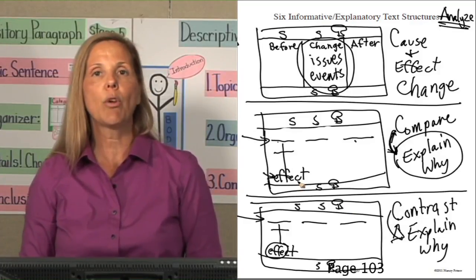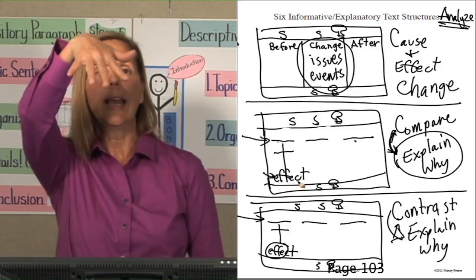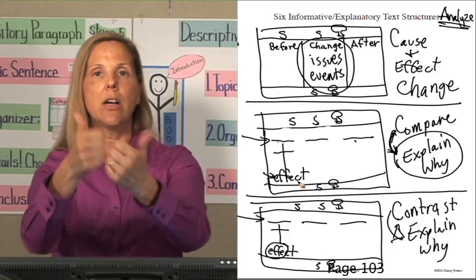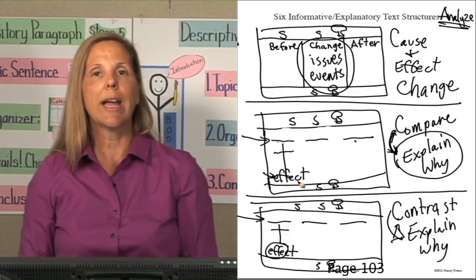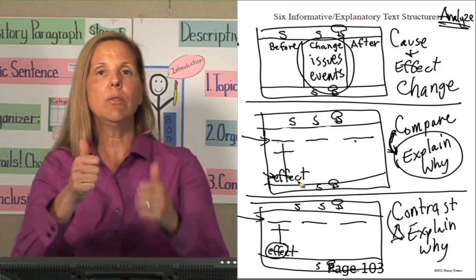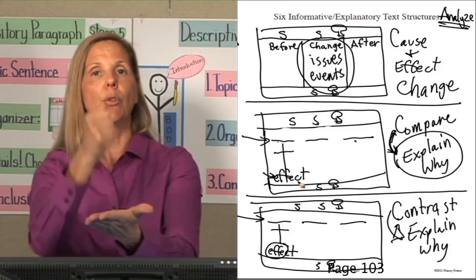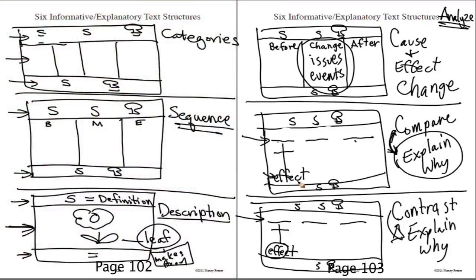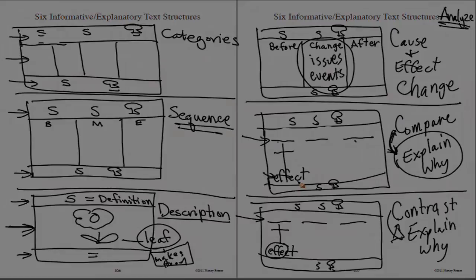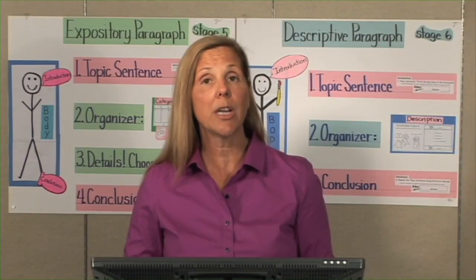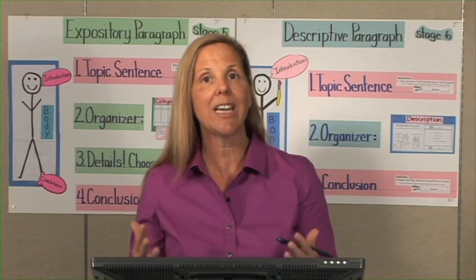Here's our hand signal for compare. Compare is attributes, compare, show the effect. For contrast, it's label the attributes, contrast, show the effect. We have all 6 organizers. Now that you've had some background with these organizers, you will be able to teach them with more ease with your students.